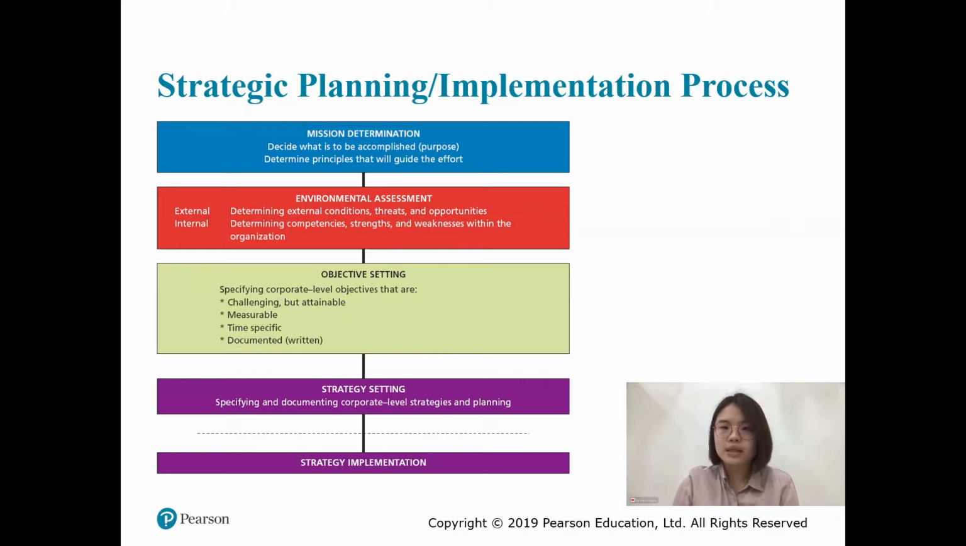As you can see in the picture, the first step is determining the organizational mission, which is to decide what is to be accomplished. Second, assessing the organization and its environment. For the external part, you need to determine external threats and opportunities. For the internal part, you need to determine strengths and weaknesses within the organization. That's what we call SWOT.